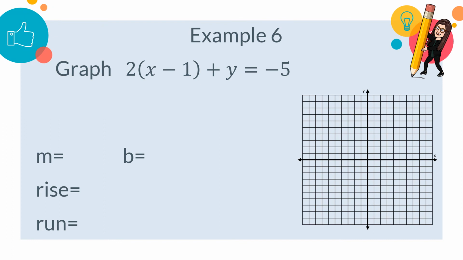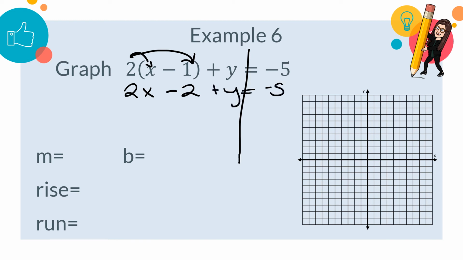All right, our last example, I chose this one to make it a little bit different, right? We've got parentheses, so let's deal with that first. 2 times x, 2 times -1. Everything else falls down. Next, instead of minus 2, I'm going to add 2 because I can actually add it. So 2x plus y falls down. Negative 5 plus 2, since they're like terms, is a nice clean negative 3.